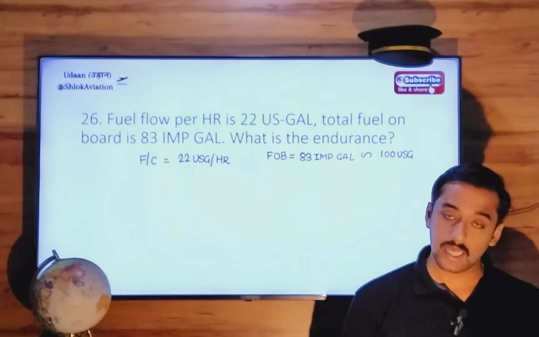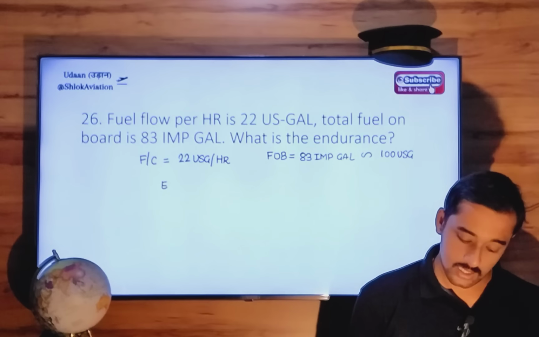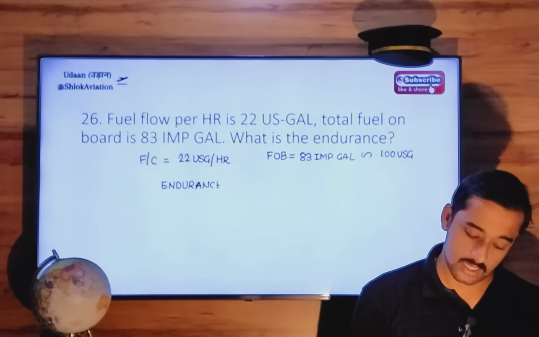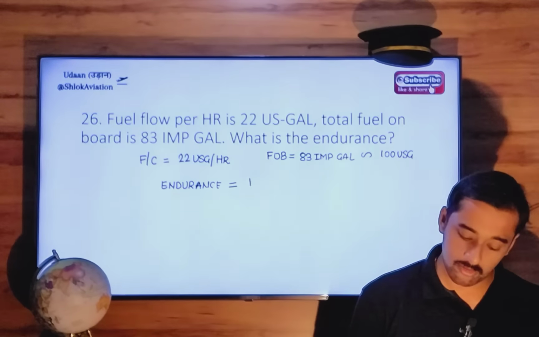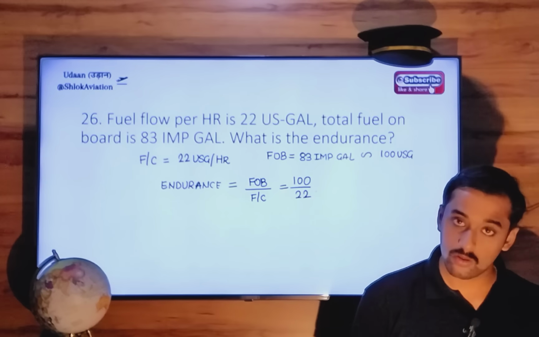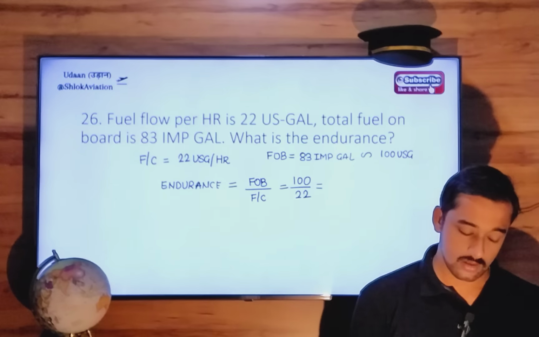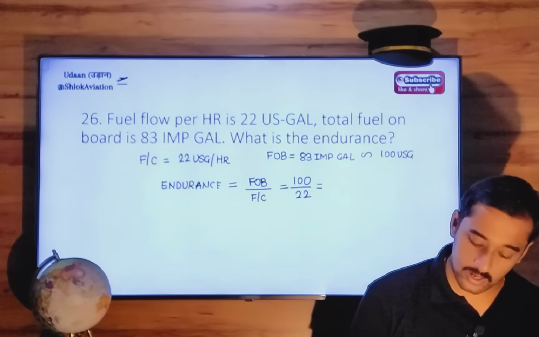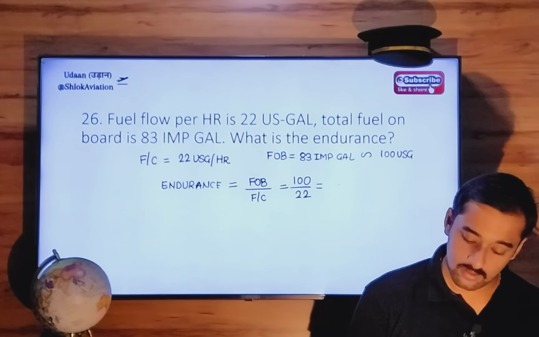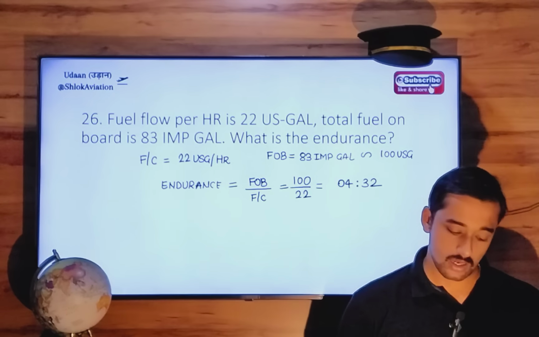Now, what is the endurance? Endurance is how long the fuel on board is going to last. So endurance will be fuel on board divided by fuel consumption rate. So 100 US gallon divided by 22 is equal to 4.5, 4 hours 32 minutes. Okay.